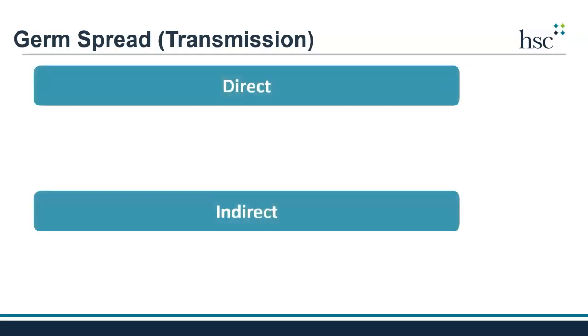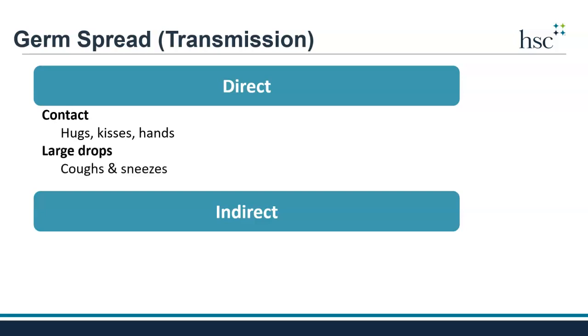In a previous ICARE lesson, it was discussed that germ spread, also known as transmission, happens in two ways, directly and indirectly. Germs spread directly from a person to another person through contact with them, like hugging, kissing, or hands. Direct spread also happens when a person coughs or sneezes very close to you, and large drops containing germs from their coughs or sneezes directly enter your body.